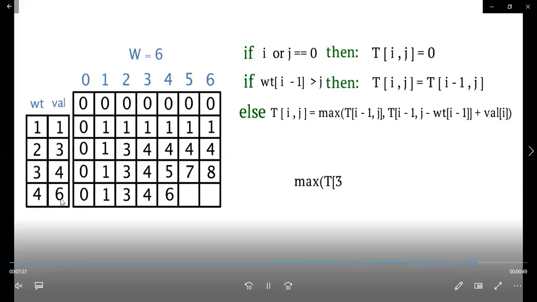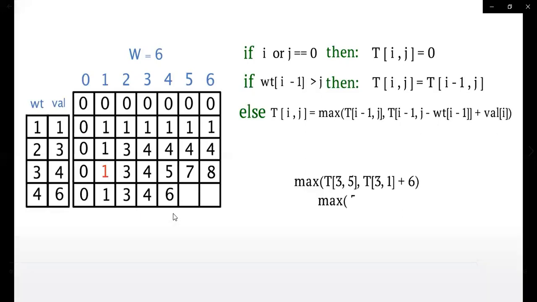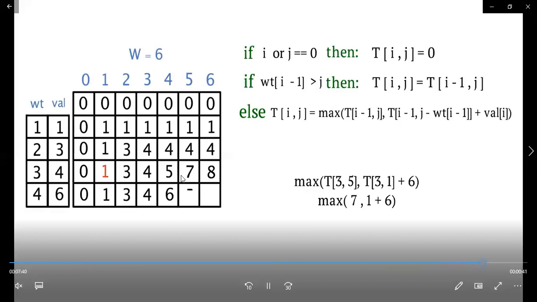So again 4 comma 5, 3 comma 5 and 3 comma 1 plus 6. So it is 3 comma 5, you know what is the value, 7, and 1 plus 6, 7. Again maximum among 3 comma 6 and 3 comma 2 plus 6. So it is maximum of 7 comma 3 plus 6. So it is 9. Okay, so this is how we need to find out the value.